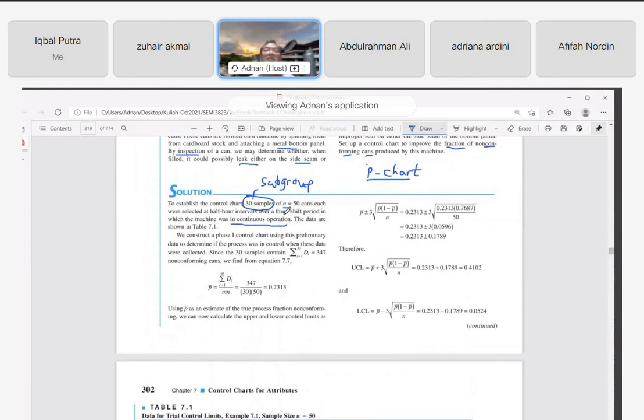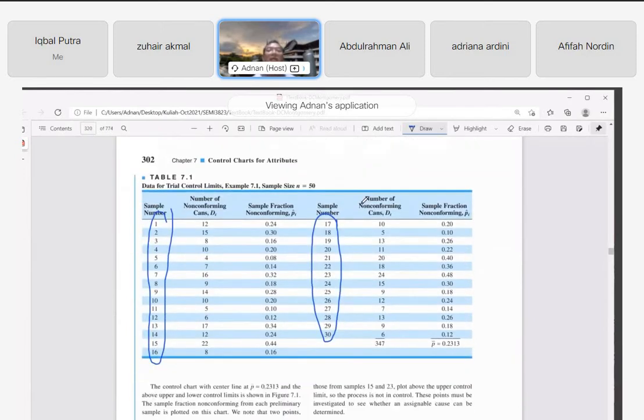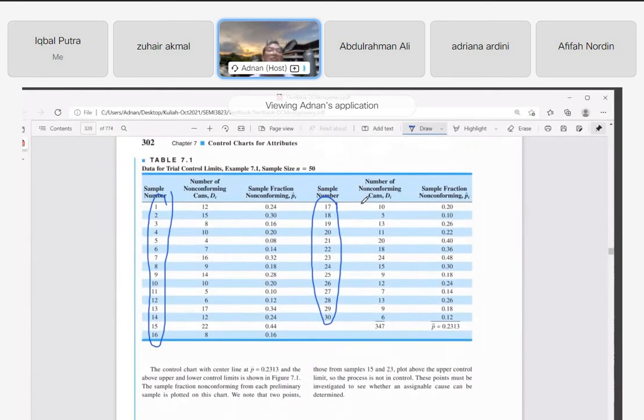Okay, maybe the 3 shifts are for the workers to look at the data, but no interference in the process. So the number of non-conforming cans is given by D, number of defective units. Okay, 12 cans, 15 cans, 18 cans, I mean 18 boxes. Okay, 10, 4, and so on.